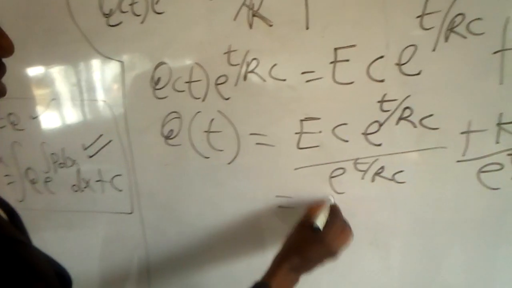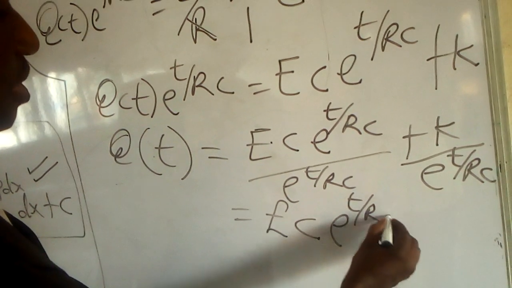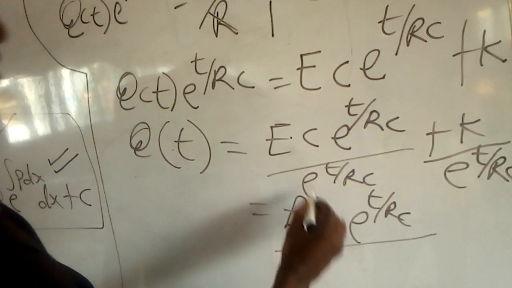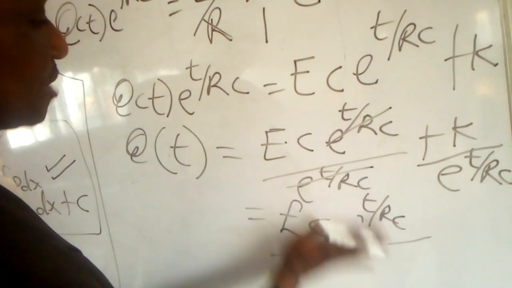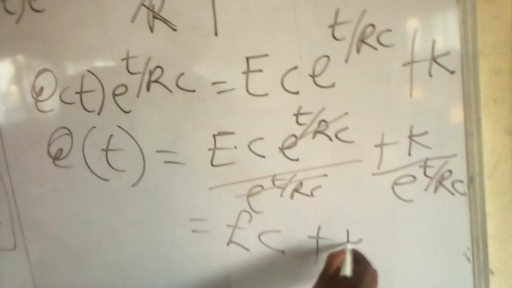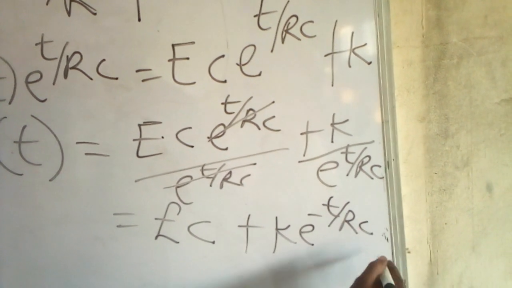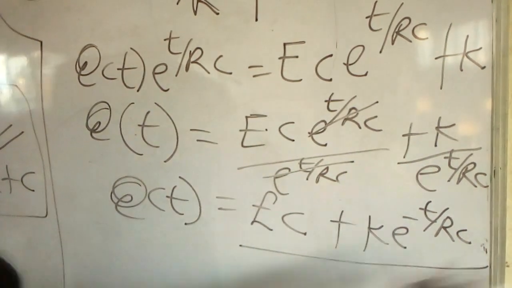So this gives us E multiplied by the capacitance of the capacitor, the exponentials cancel out completely, so that we will not have this again. If they cancel out, then plus K exponential minus t over RC. That is the end of the proof, and this gives you the charge relationship.